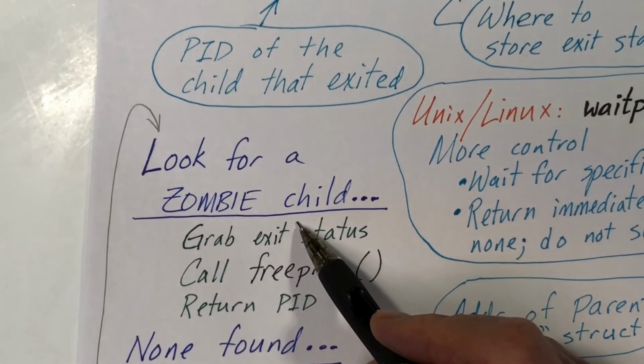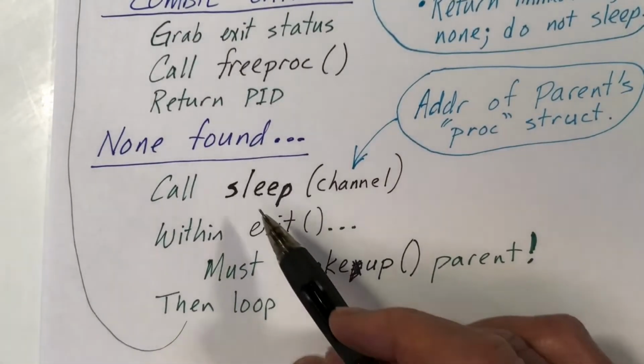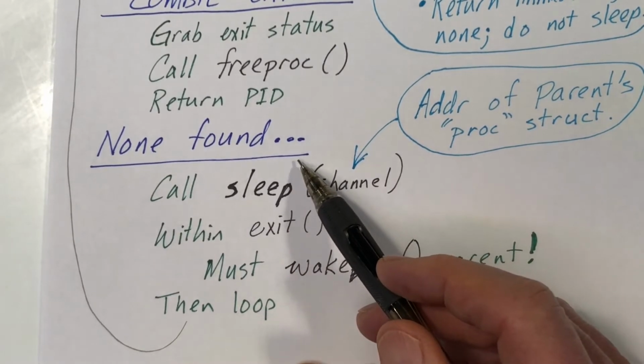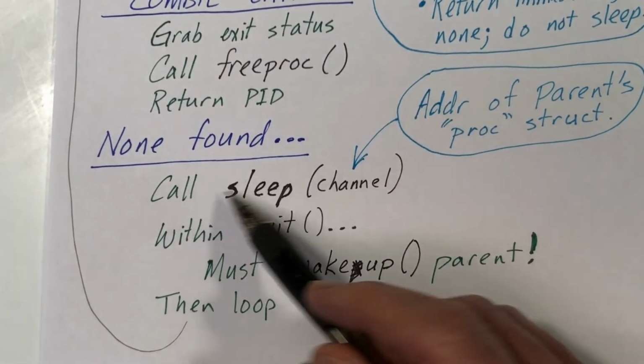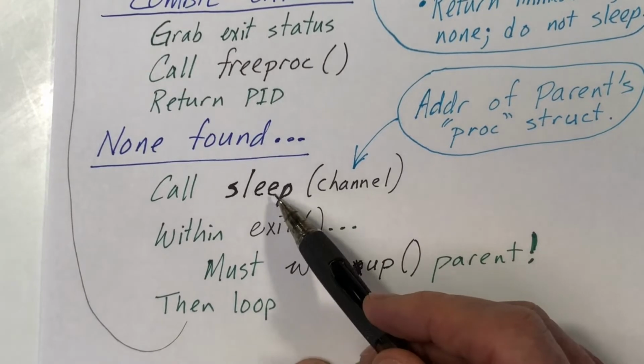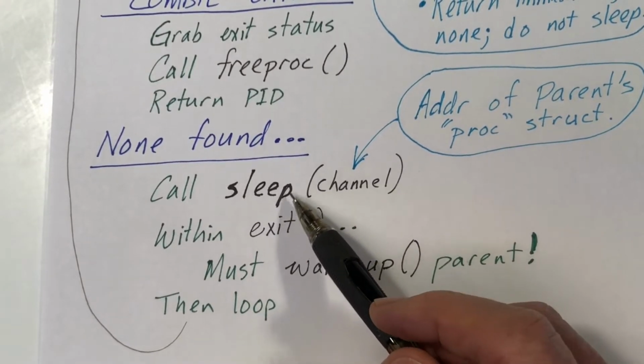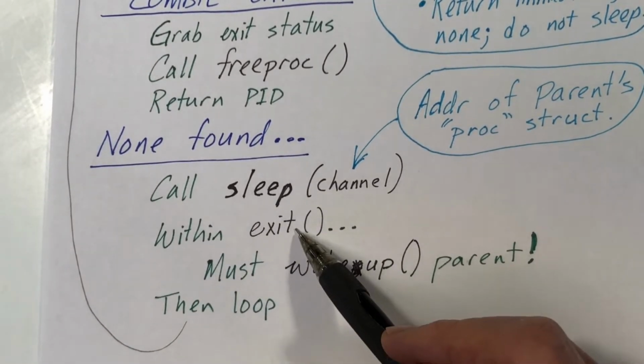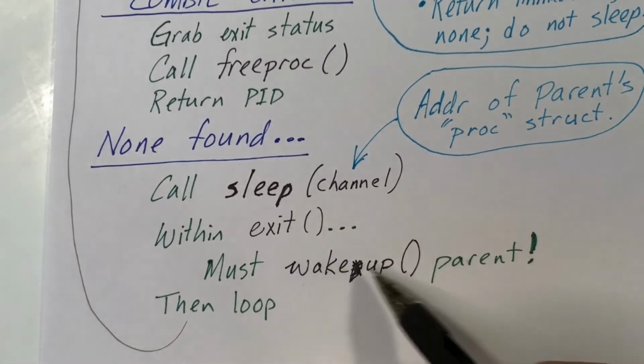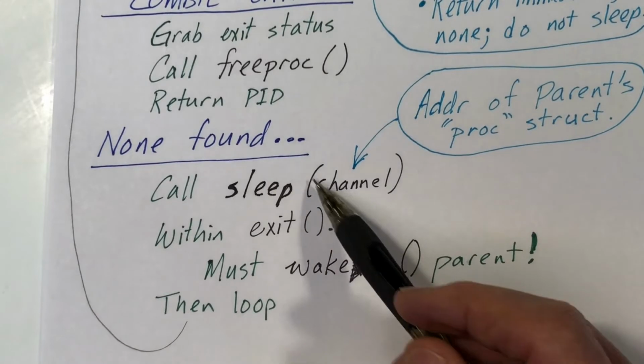But if there are no zombie children, okay, then the wait system call will need to sleep. So it calls the sleep function. And when some child finally terminates within the exit system call for that child, the wake up function will be invoked. And this will wake the parent back up.